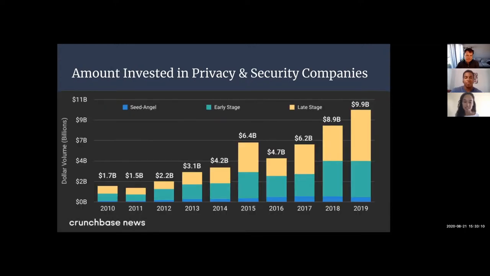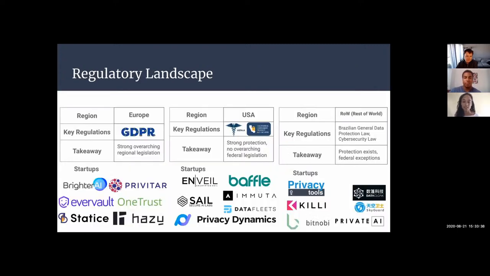Kicking us off with this figure from Crunchbase, which shows the amount invested in privacy and security companies broken down by stage over the last 10 years. Here we can see close to $10 billion was invested in these companies in 2019. The takeaway is that the data privacy and security market is becoming increasingly important for consumers and enterprises alike.